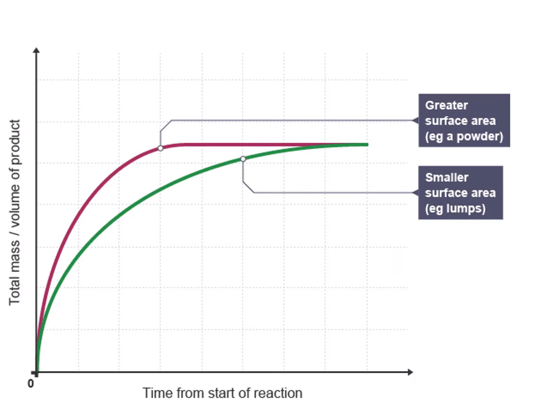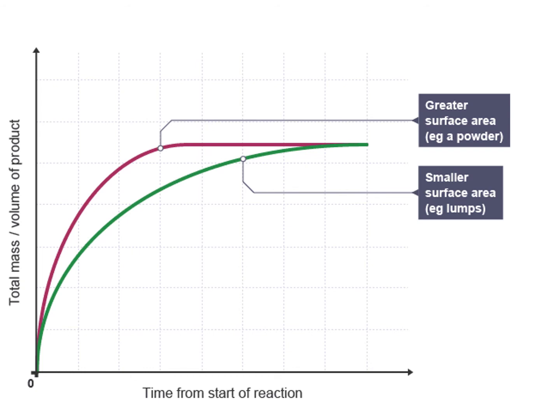If we look at the difference on the graph, at a much smaller surface area, so big lumps or particles or chunks of something, we again notice two things. First of all, the graph is much less steep at first, meaning the initial rate is much lower and the rate of reaction is much slower. We also notice it takes a long time for that graph to plateau or for the line to go flat, which means that it takes longer for the reaction to complete.